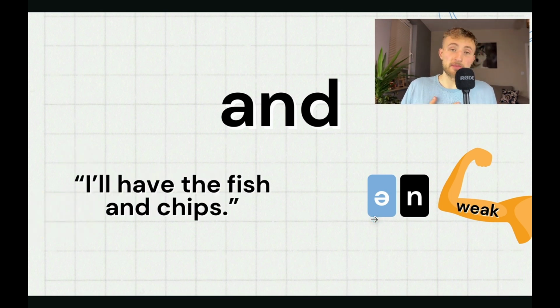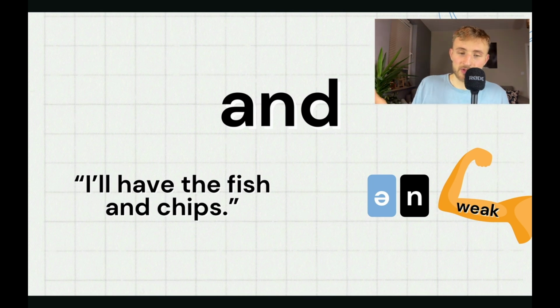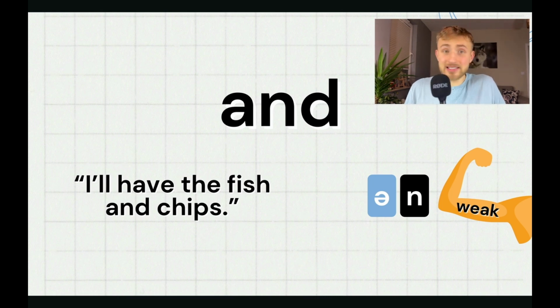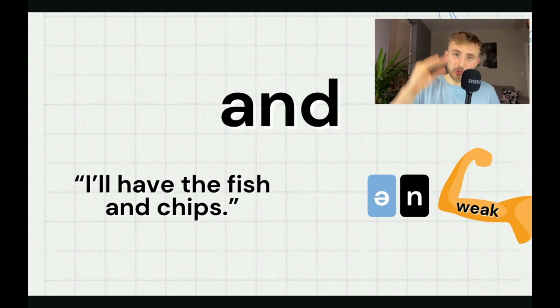I'll have the fish and chips. Fish and chips. Remember, connect it with the next word, "and chips." Not "fish... and... chips." That sounds terrible. Don't go to a restaurant in England and say, "I'll have the fish... and... chips." No, the fish and chips. Fish and chip shop. Fish and chips. That "and" is not very important, so we reduce it.